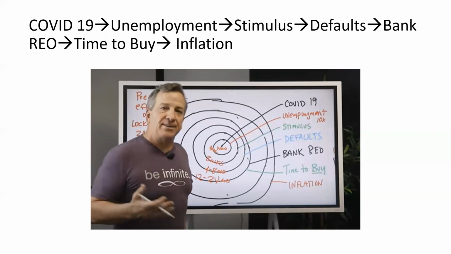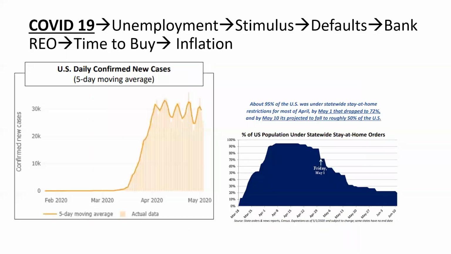So, we got hit with COVID-19, and we're now seeing unemployment at 30 plus million. We're seeing the stimulus come, the defaults are coming, bank REOs, and at that point he's thinking 12 to 24 months, there's going to be time to buy and there's going to be inflation. So I sort of wanted to take each one of these.